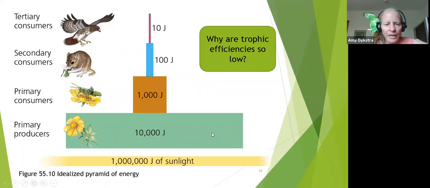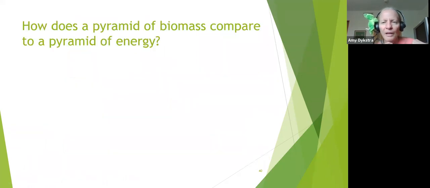So what we were just looking at is a pyramid of energy. How would a pyramid of biomass compare to a pyramid of energy? Well, in many ecosystems, a pyramid of biomass would be similar to a pyramid of energy. You would have a lot of biomass in the plants, less biomass in the primary consumers, and less as you go up the trophic levels.